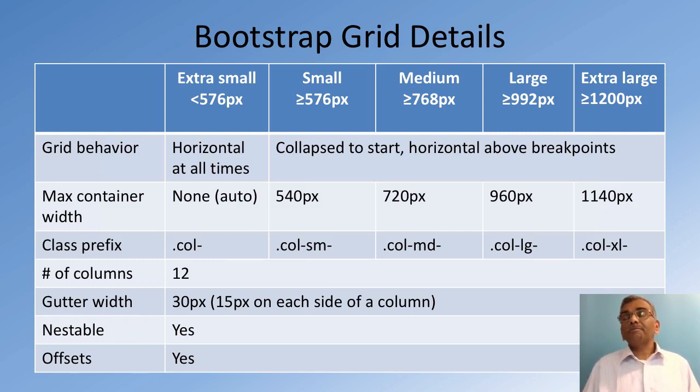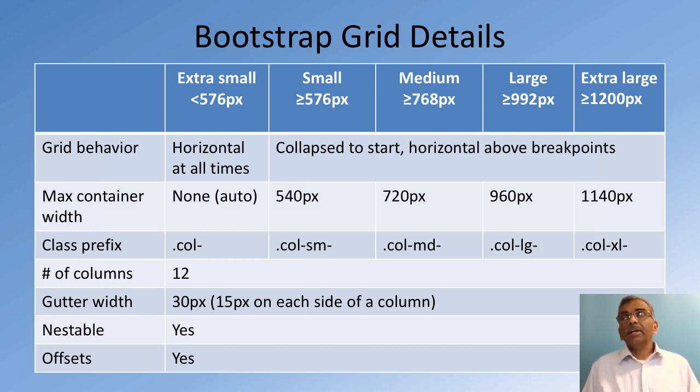Now, when you specify how many columns each content occupies, then the column class prefixes that you will use are .col for extra small, col-sm for small, all the way to extra large. If you specify something with col-md, then that applies for medium to extra large screens. So whenever you specify any col hyphen and some number, then that applies to that particular screen size and everything above that screen size.